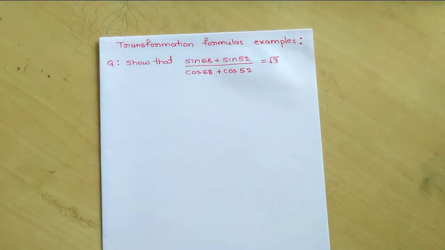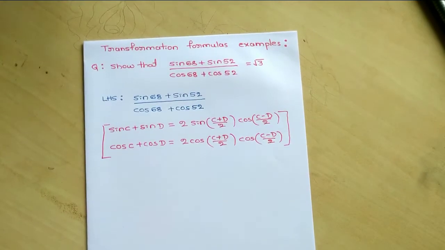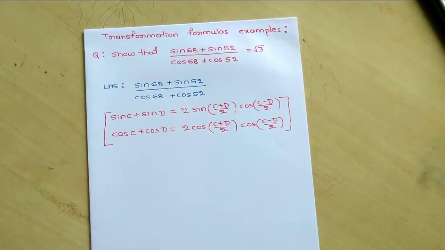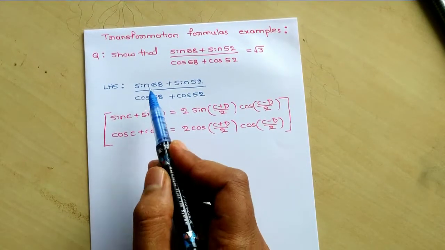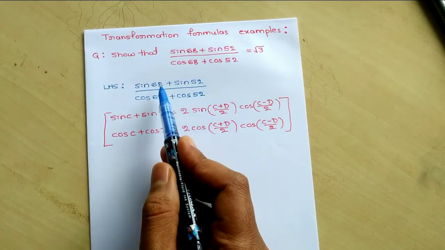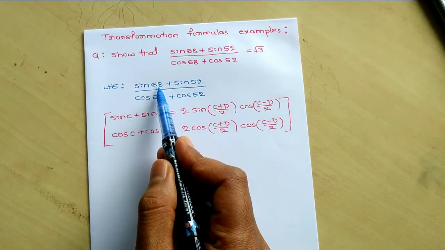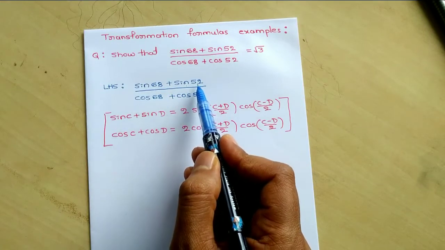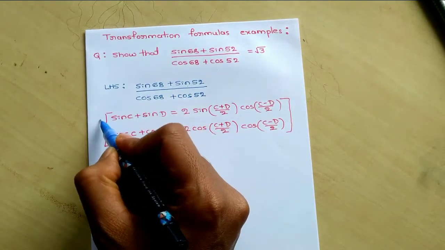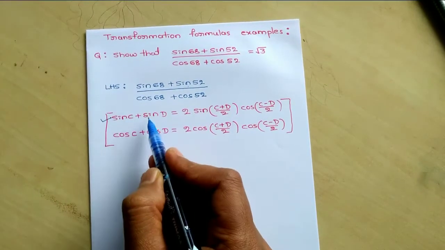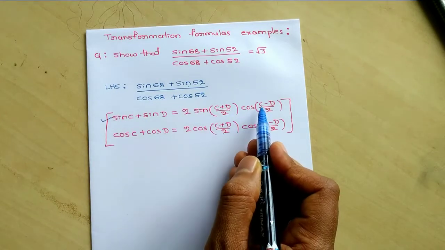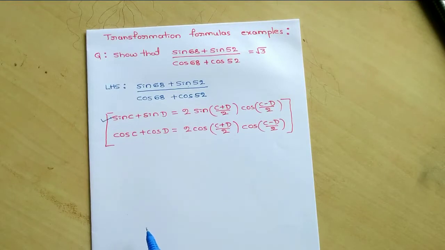So first consider the left hand side. If you see this left hand side numerator, it looks like sin C plus sin D. C means 68, D means 52. For this numerator, I am going to apply the first formula, that is sin C plus sin D is 2 sin((C plus D) divided by 2) into cos((C minus D) divided by 2).